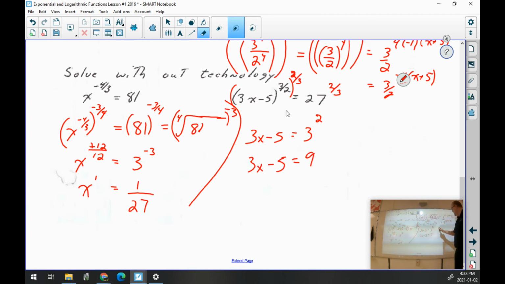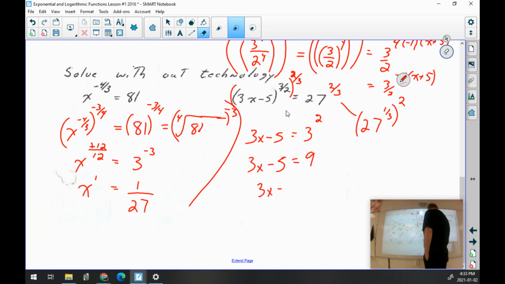So again, I've taken the cube root of 27 and dealt with it that way. Again, we can take 27 to the power of 1/3, squared. So I'm dealing with it that way. And from here we have a linear equation. 3x is equal to 14, x is equal to 14 thirds.